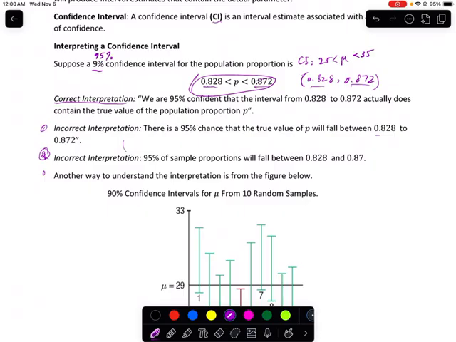Another incorrect interpretation: 95% of sample proportions will fall between, or in other words, 95% of the data will be within these numbers.